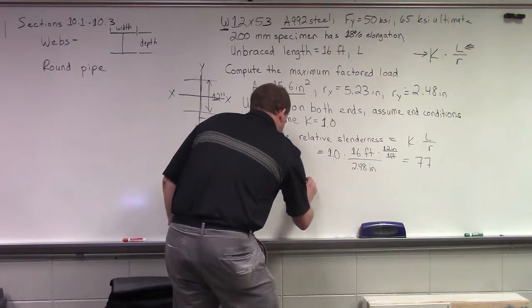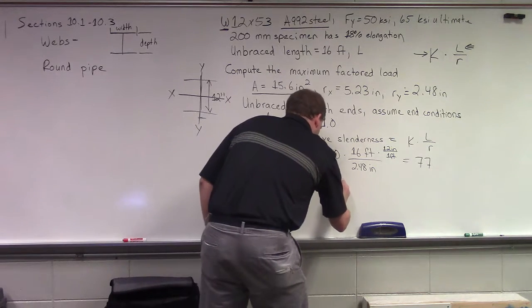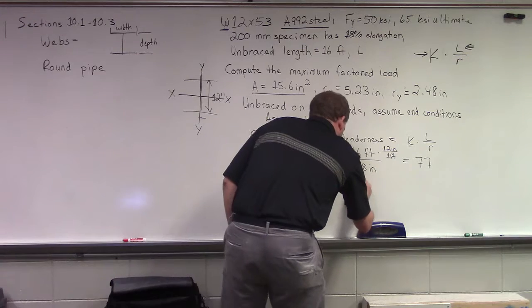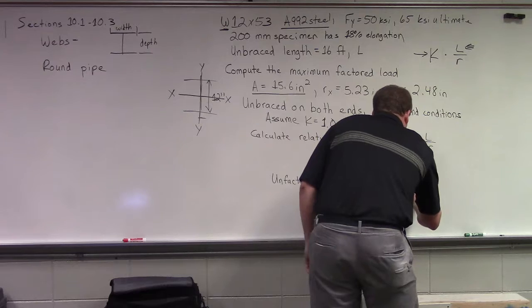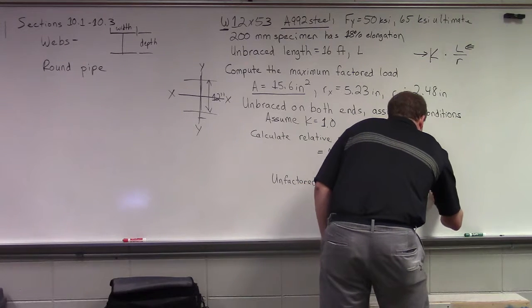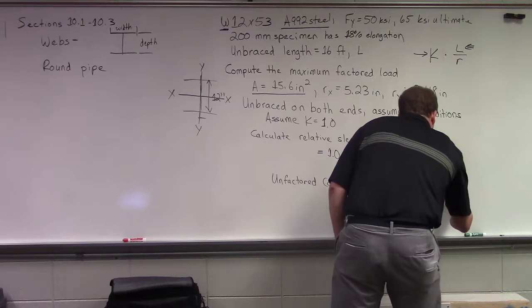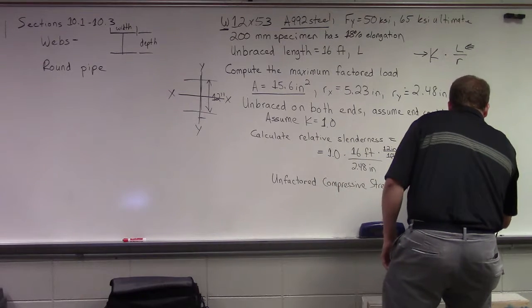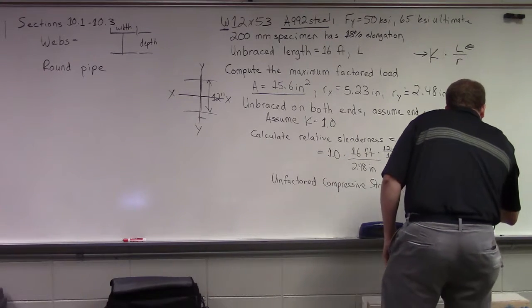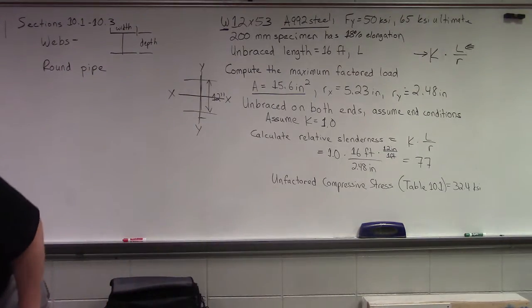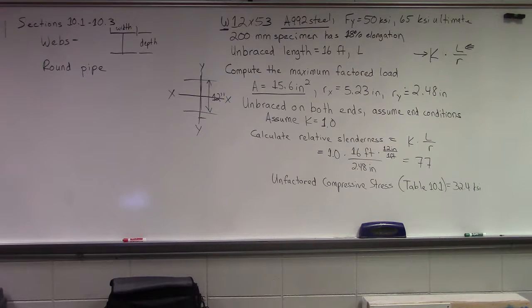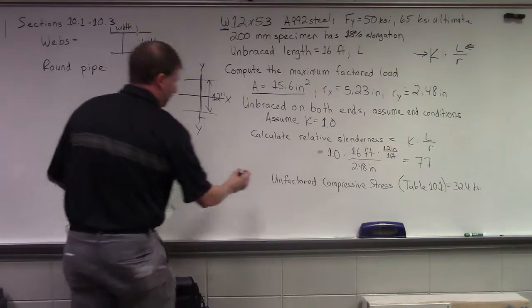Where do we get the area? Table 10.1, page 337? Page 651? No, 337. For A, your area? No, I'm beyond the unfactored stress, I'm looking for the area. We already have the area. It's 15.6 square inches, that's on page 651. You guys pay attention.